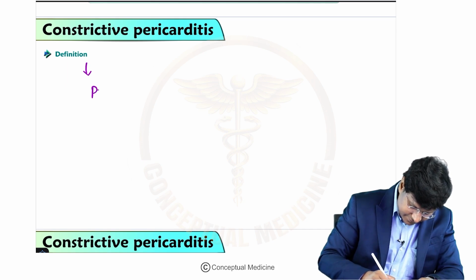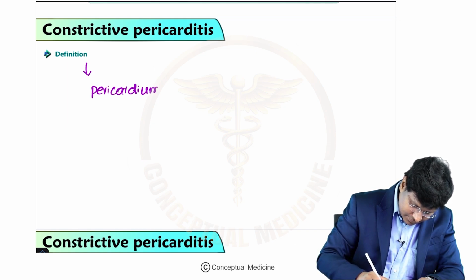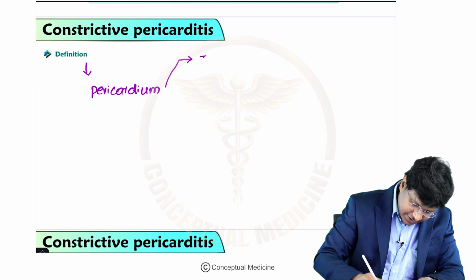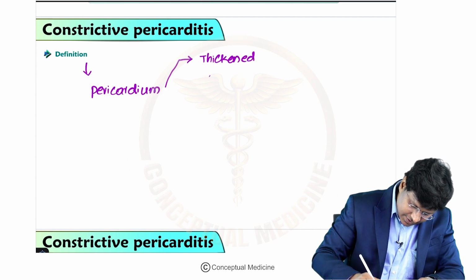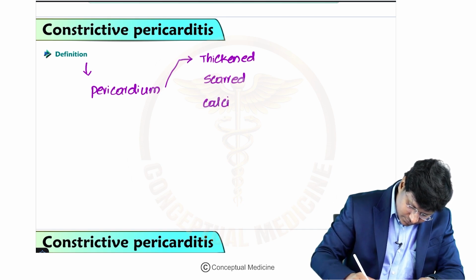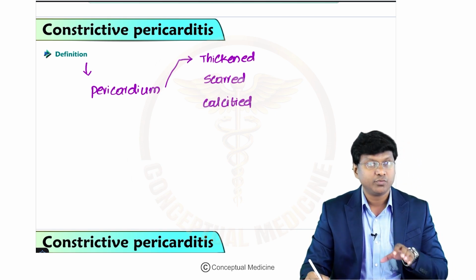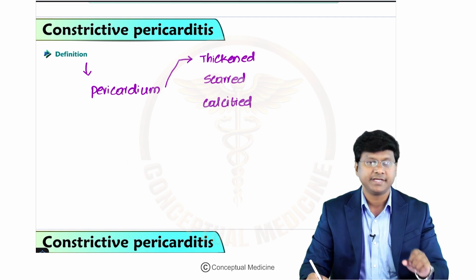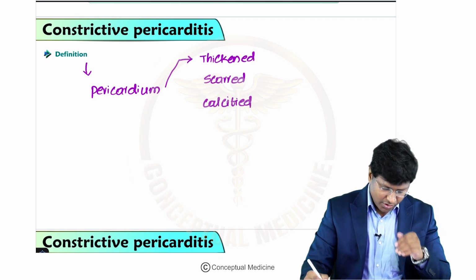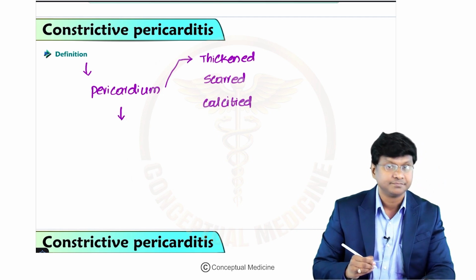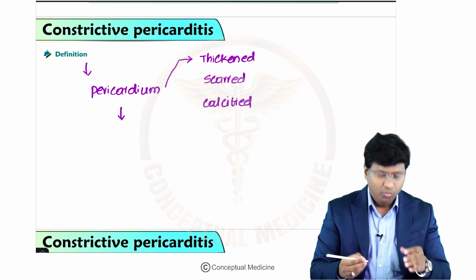So the pericardium is often thickened, scarred, and often calcified. That is the abnormality that will develop within the pericardium. And because of the thickening of the pericardium, what will happen?